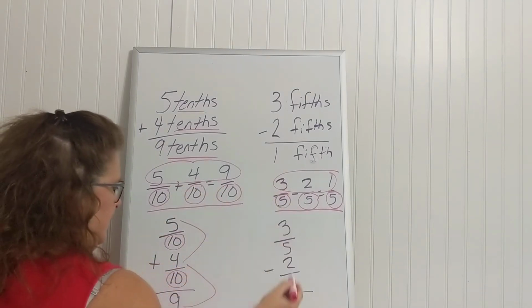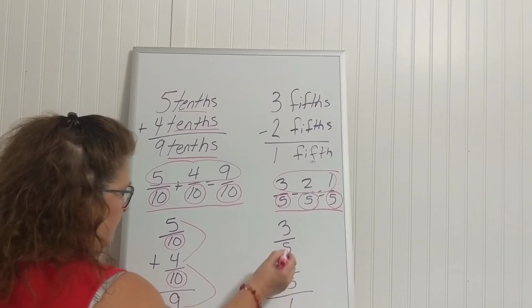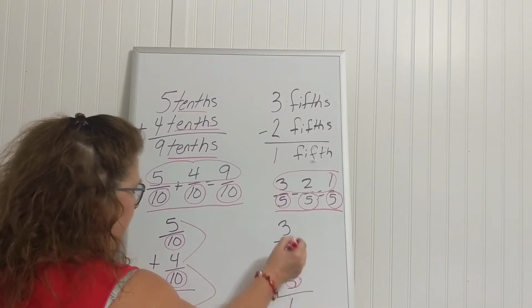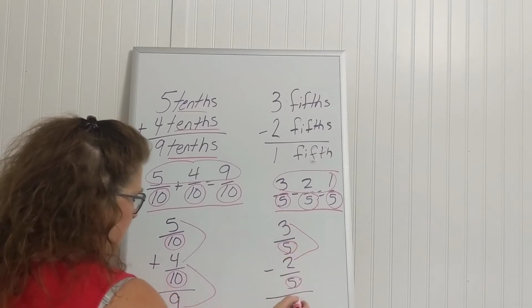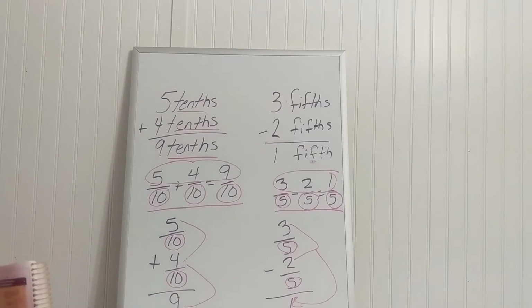Here is our subtraction problem vertically. 3/5 minus 2/5. Our denominators are the same. We just subtract our numerators. 3 minus 2 equals 1, and our denominator still stays the same.